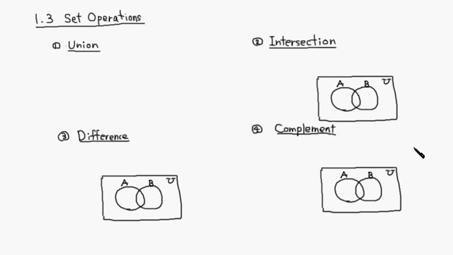Okay, let's look at section 1.3, set operations. We're going to talk about the 4 set operations. The first one is union. The notation is A union B.